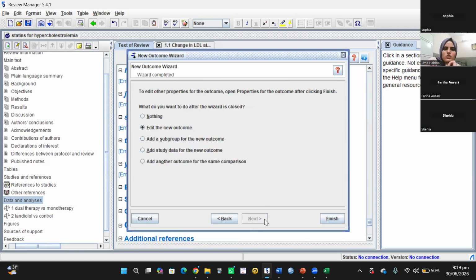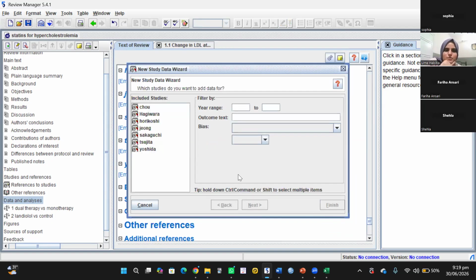Next, what do I want to do? I want to add study data for this. I have given the comparison. Under that comparison, I added the first outcome, that was AFib, a dichotomous outcome. Now I have to add data for that same outcome. Add study data for the new outcome.